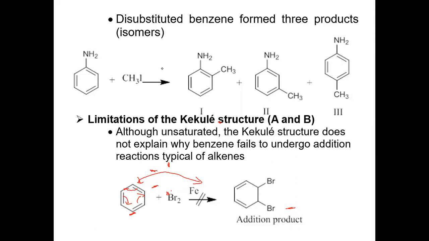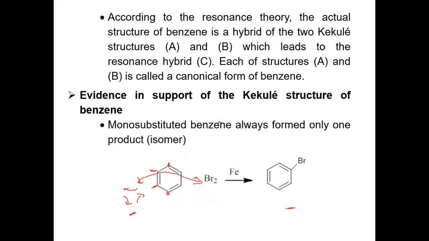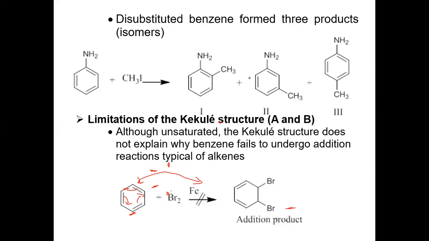Now you are getting 3 products. The 3 products will be the ones at the ortho, meta, and para positions. And then they can ask you to write equations that will support Hückel's structure. These are the 2 that you should write: the monosubstitution and the disubstitution with 3 products. So monosubstitution gives us 1 product, disubstitution gives us 3 products. Very simple. Good. Now, limitations of Hückel.